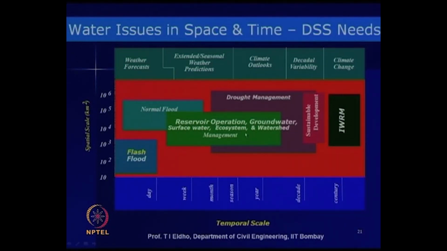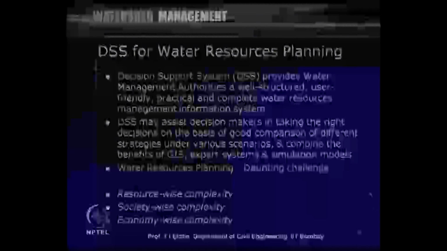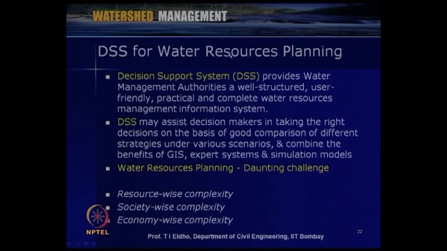So, in a nutshell, we can say that when we deal with especially water related or watershed related problems, decision support system is very essential, since we have to evaluate various plans, various scenarios, and then we can come up with appropriate outcome. So, that way decision support systems will be very useful to deal with the water related issues, water resource management, or watershed management plans. So, now DSS for water resource planning.